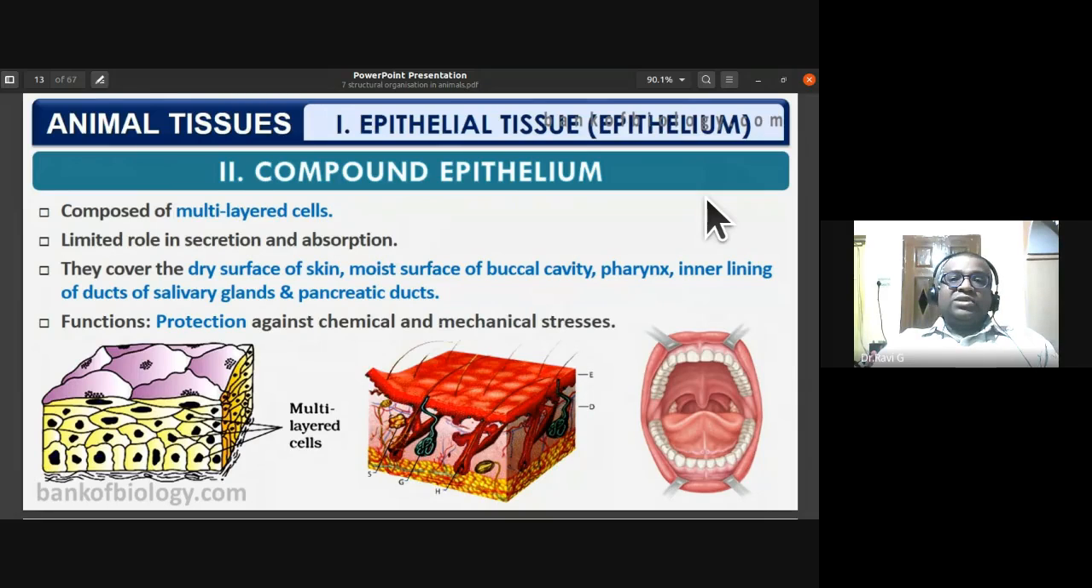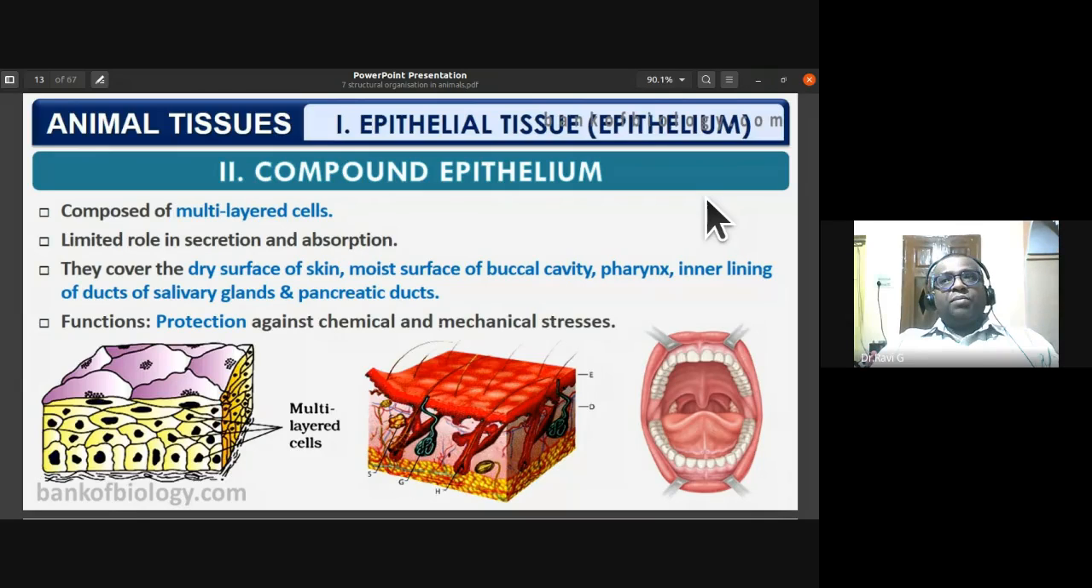The epithelial tissue, based on the number of layers, is of two types: the simple epithelium and compound epithelium. The compound epithelium is composed of multi-layered cells. So what is their role? They have a limited role in secretion and absorption. Compound epithelium is majorly involved in protection.